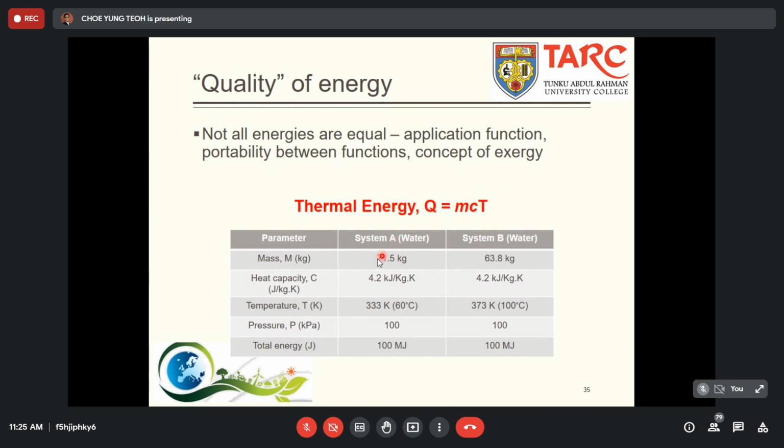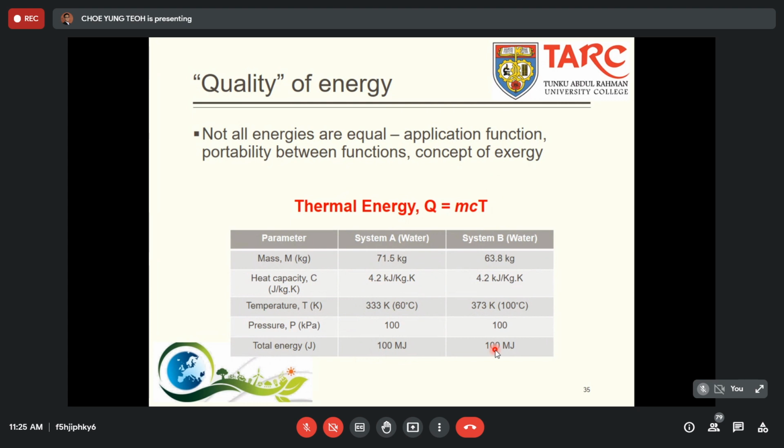Okay, so let's say system A has a very huge mass, but slightly lower temperature. The total energy is 100 megajoule, and the pressure is the same. And system B has slightly lower mass, but slightly higher temperature. Then the total energy is also 100 megajoule. So which one has more quality? Which energy has the higher quality?